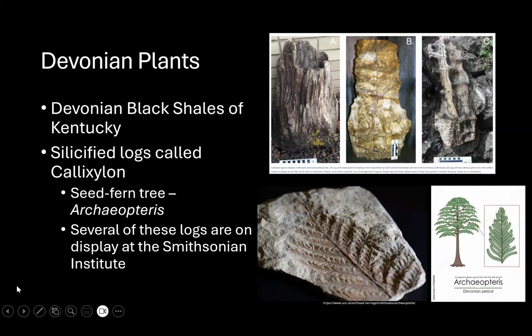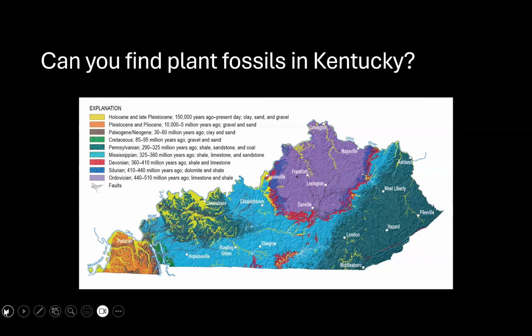So let's start off with Devonian plant fossils. When we say Devonian, this is on our Kentucky map, going back 360 to 410 million years ago. This is our shale and limestone. We're seeing this Devonian more in the central to eastern part of our state. If you look south of Danville, you'll see a little bit of that out into south central Kentucky.